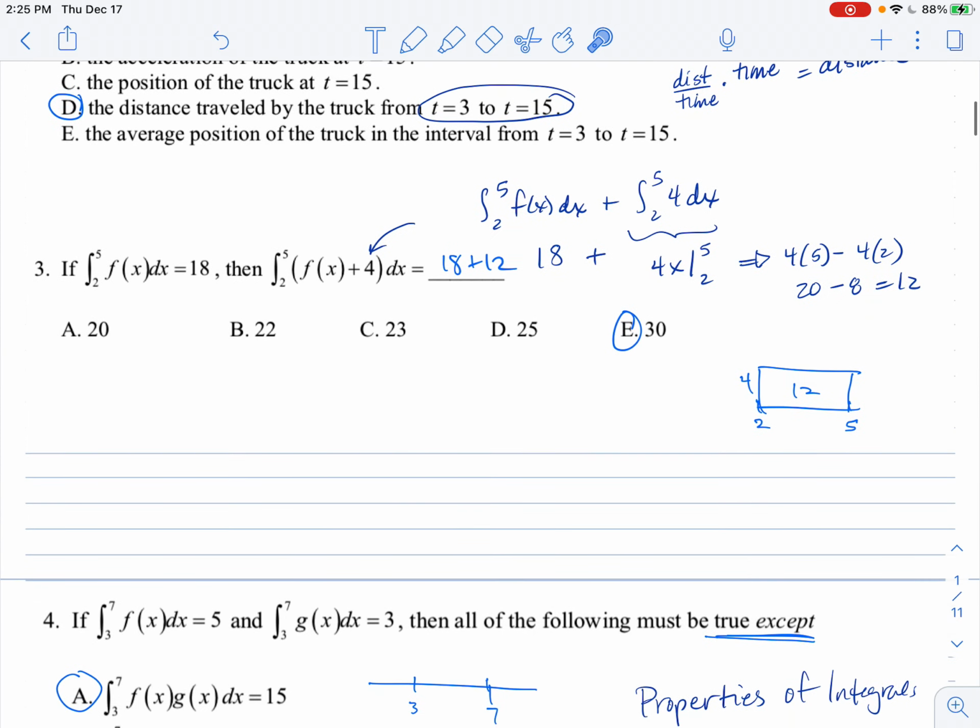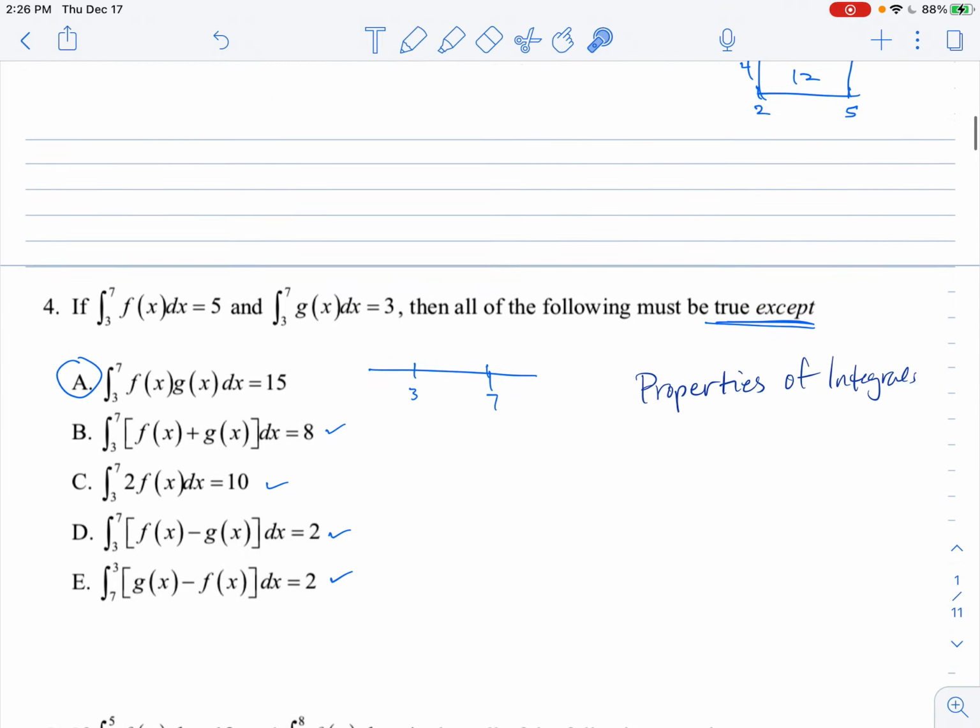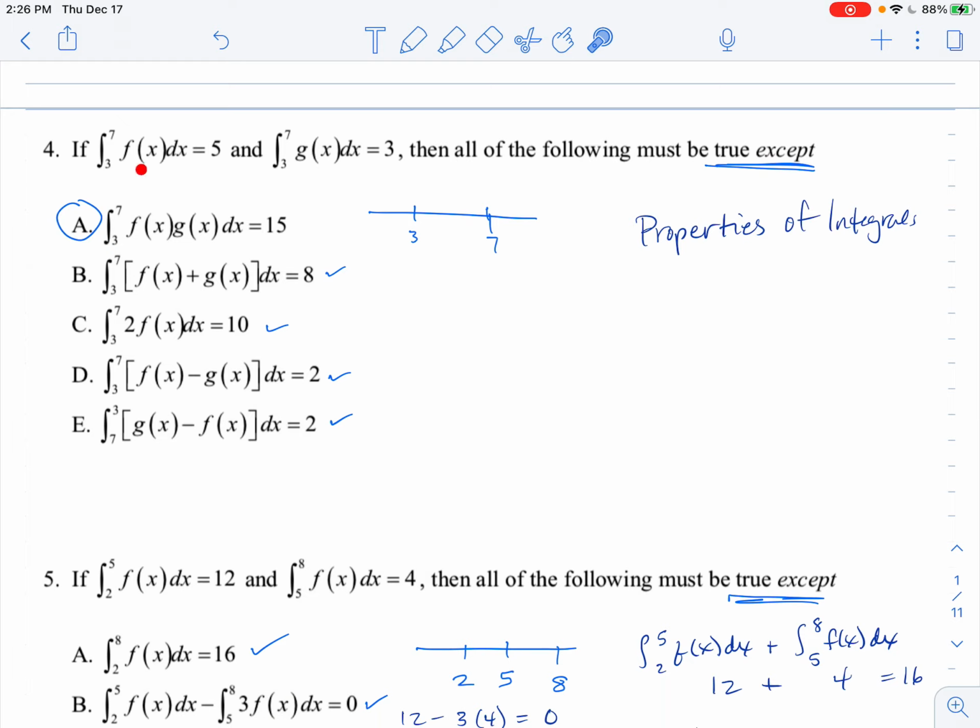In number 3, the integral from 2 to 5 of f of x dx is 18. And then it says the integral from 2 to 5 of f of x plus 4 dx is equal to, well, if we take the antiderivative of 4, that's going to give us 4x evaluated from 2 to 5. And so 4 times 5 is 20, minus 4 times 2 is 8, and that gives us 12. And so if we know that the first integral from 2 to 5 is equal to 18, 18 and 12 is 30.